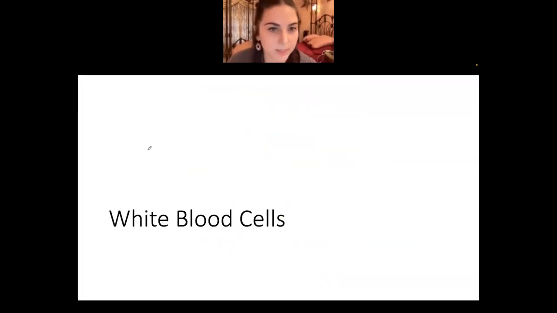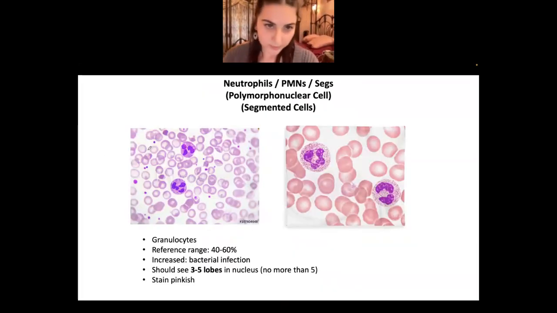Okay, so we're going to start with white blood cells. This is what your neutrophils look like. Other names for them, remember, are PMNs, so polymorphonuclear cells, and you can also see them called SEGs. They're called polymorphonuclear cells because if you notice, they have many lobes to their nuclei. Polymorphonuclear sounds like many morphologies, but it's really many lobes to their nuclei. So this is a PMN, here's a PMN. This is a type of granulocyte.